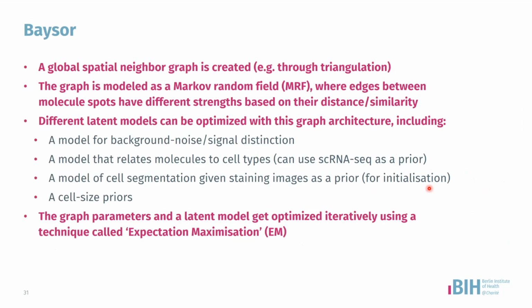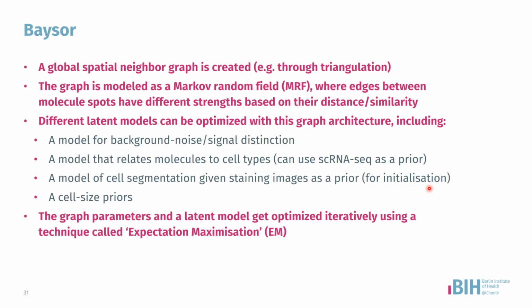The basic algorithm is that it creates a global spatial neighborhood graph through Delaunay triangulation. The graph is modeled as a Markov random field where the edges between the molecules have different strengths based on their distances and their similarities. And then it will try and optimize a model, which can be optimized on various parameters, such as a model for background noise versus signal detection.